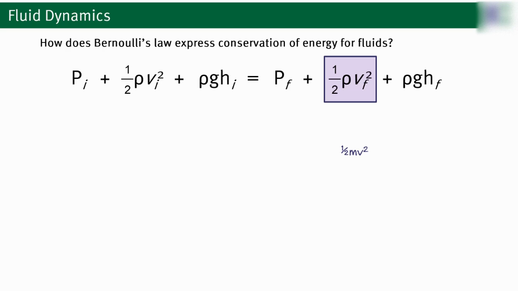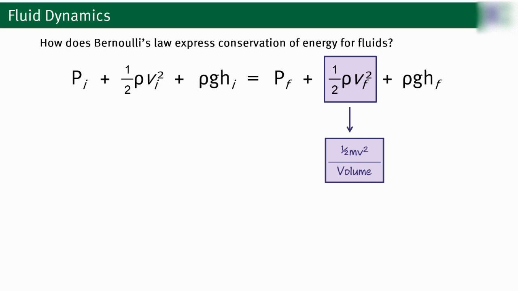What is density? Density is mass per volume. So if you break out that term density, what you find is literally 1/2 mv squared divided by volume on the bottom. That is to say, 1/2 rho v squared from Bernoulli's law is actually kinetic energy per unit volume.